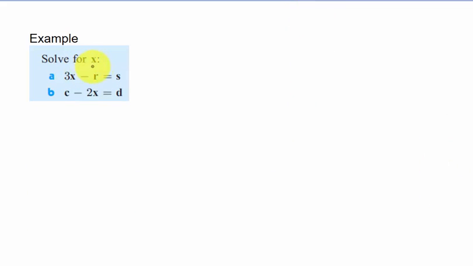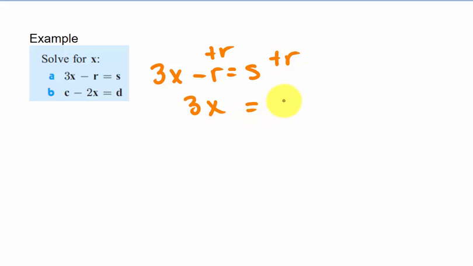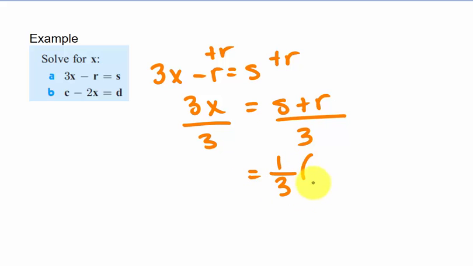It says solve for x. I'm just going to use my properties. I have 3x minus r is equal to s. So I can add r. 3x is equal to s plus r. And then when I divide by 3, I'm going to write it as 1/3 (s plus r). So basically I have the vector s plus r, but it's only going to be 1/3 of that in magnitude, rather than dividing each one by 3.